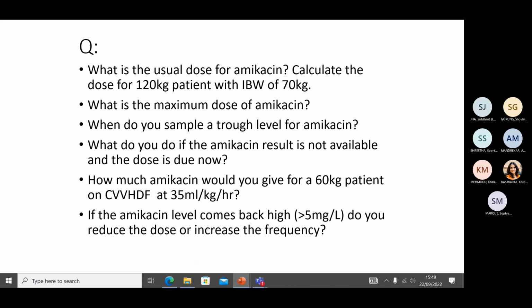What do you do if your amikacin result is not available and the dose is due now? Yeah, thank you. And how much amikacin would you give for a 60 kilo patient who's on the filter at 35 mils per kilo per hour? 7.5 mg per kg. So if the amikacin level comes back high, do you reduce the dose or do you increase the frequency? Increase the interval. Yeah, increase the interval.